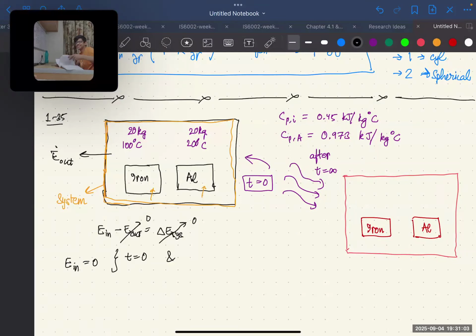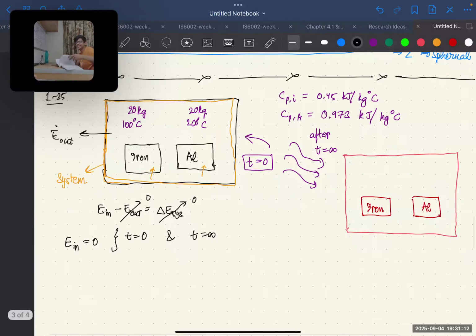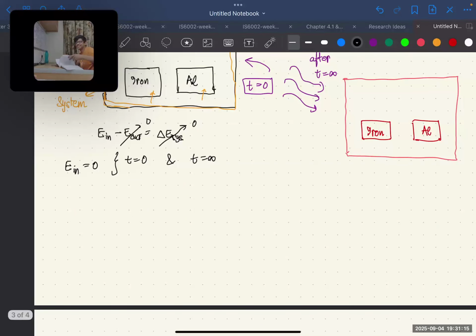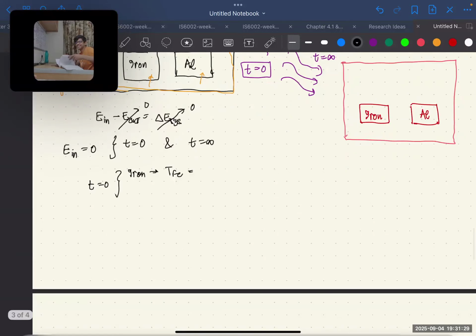Anyways, so this is valid at t equals 0 as well as t equals infinity. So what I'm trying to say is that let's assume at t equals 0, the iron was at a temperature, how much was it? Let's call it TFe, which is 100 degrees Celsius. And the aluminum was at TAl, which is 200 degrees Celsius.